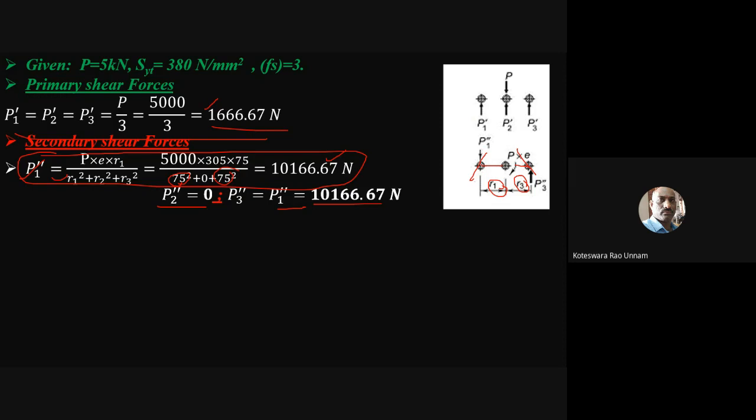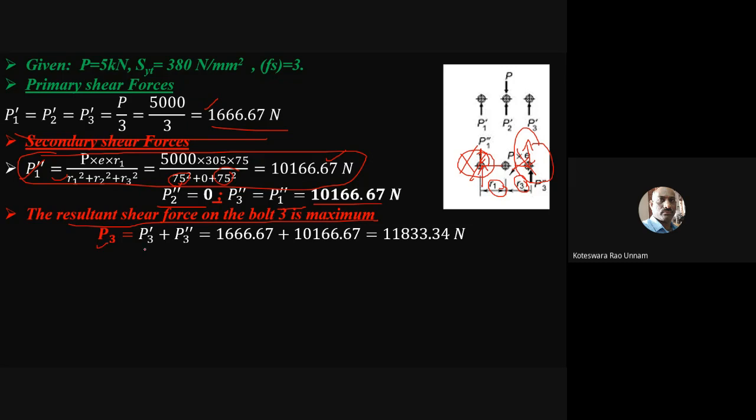For bolt 1, the forces are in the opposite direction. One is acting upward, another one downward, so they nullify the effect of each other. So this is not the bolt subjected to maximum load. In the case of bolt 3, both are acting in the same direction, therefore this is going to be the maximum force. So we need to consider bolt 3. The shear force on bolt 3 is maximum because both are positive and acting in the same direction.